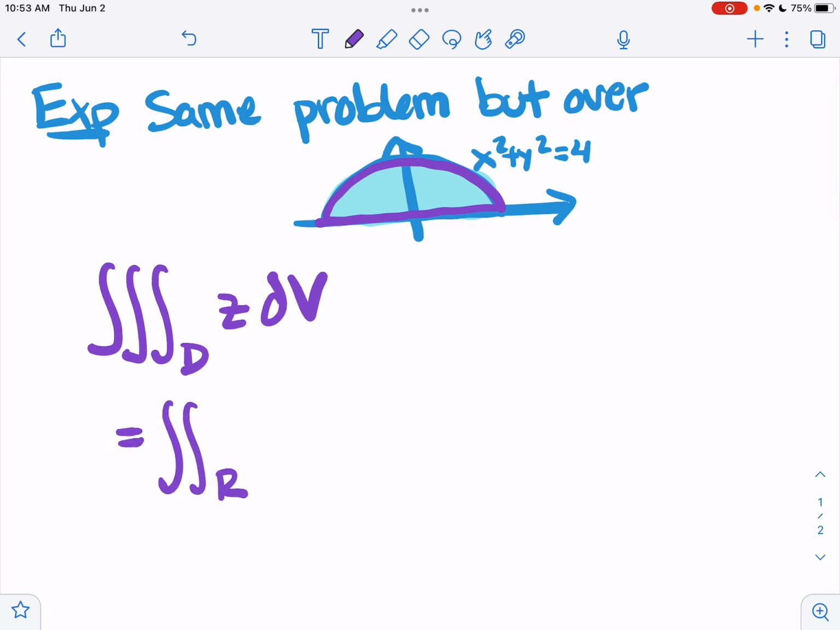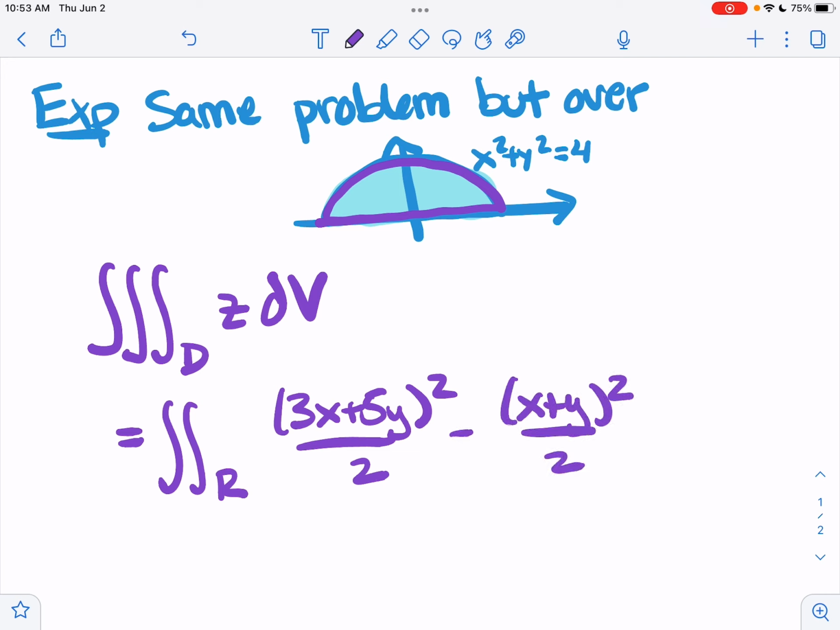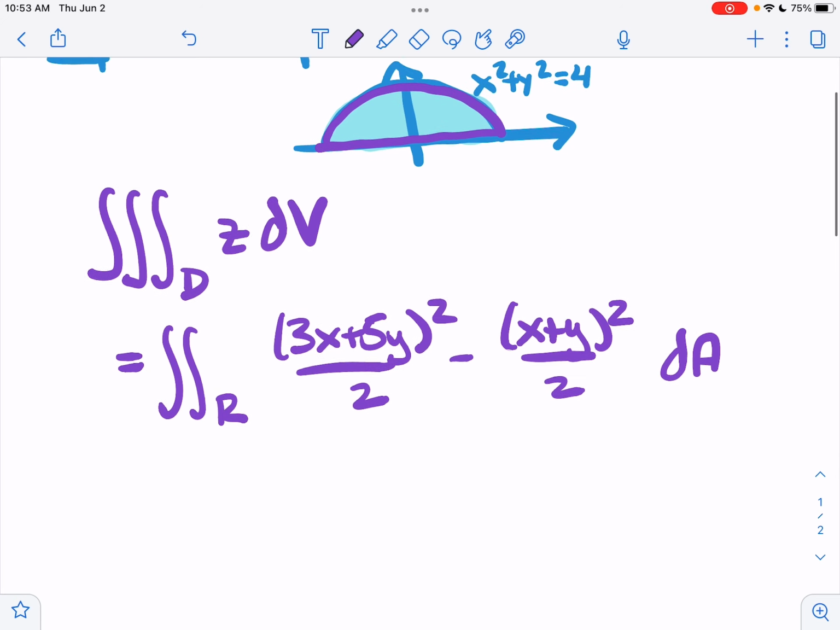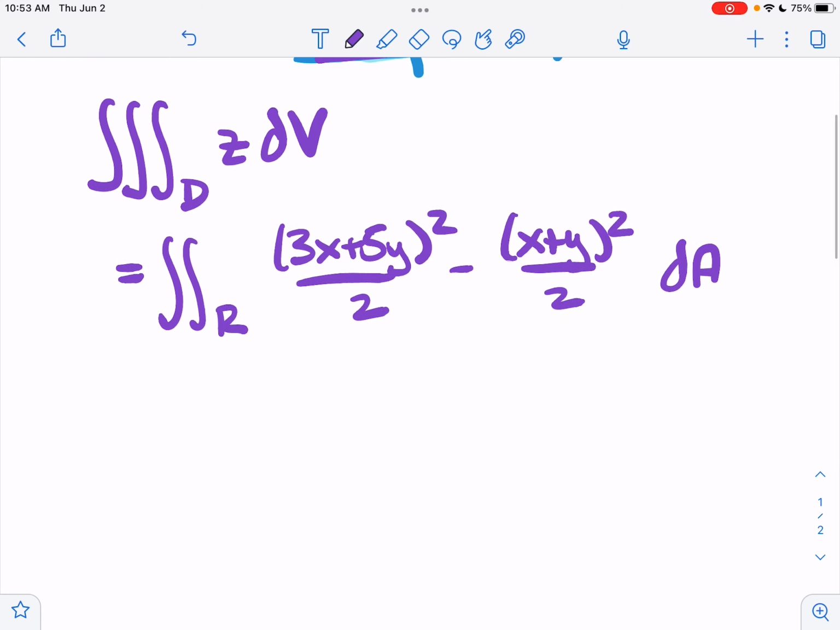We do the z integral in the same way, and we're left with the same 3x plus 5y squared over 2 minus x plus y squared over 2. So once we integrate out the z, we're left with a double integral. But now, what I want to point out is that we go back to double integrals, and we do the double integral in the way that makes the most sense.